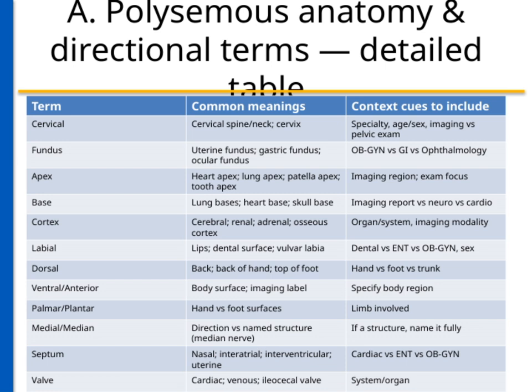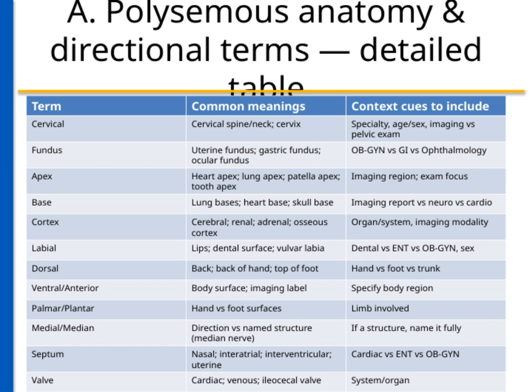Dorsal generally refers to the back, but it can also mean the back of the hand or the top of the foot. Always consider whether the discussion is about the hand, foot, or trunk to interpret this term correctly. Moving to ventral or anterior, these terms typically describe the front surface of the body or are used as imaging labels. Clarifying which body region is in question ensures correct interpretation. For palmar and plantar, these specify the surfaces of the hand and foot, respectively, and are important when discussing limb involvement or injuries.